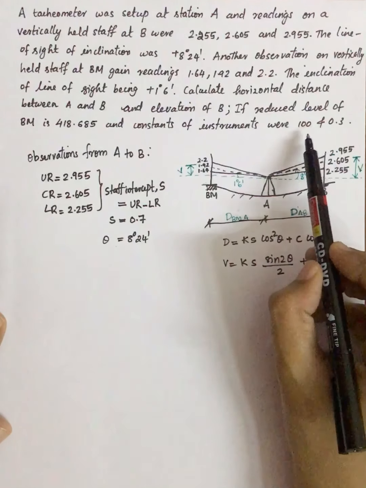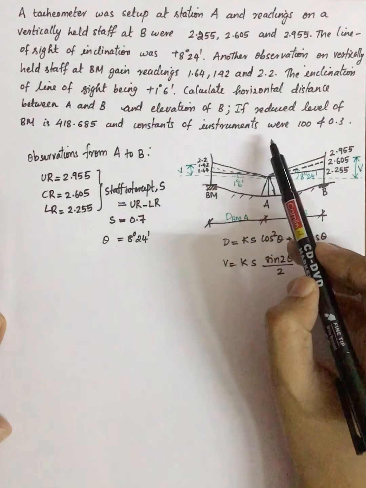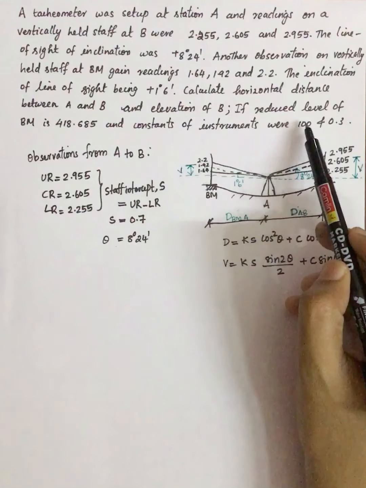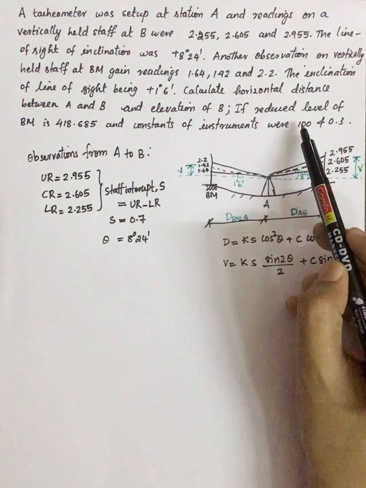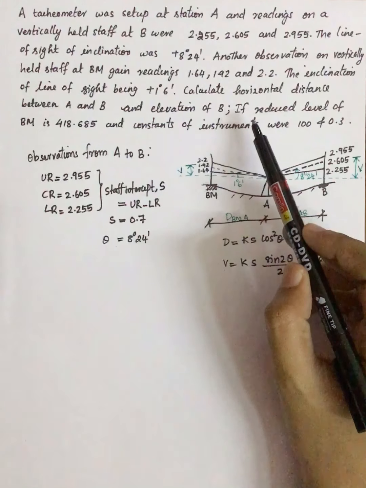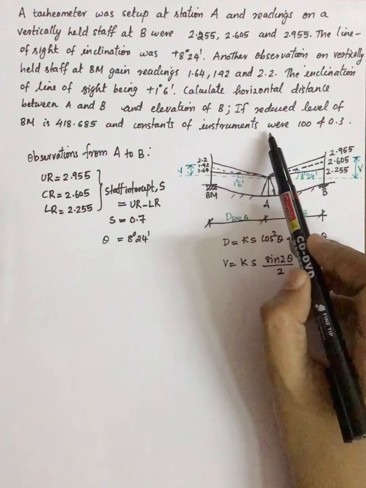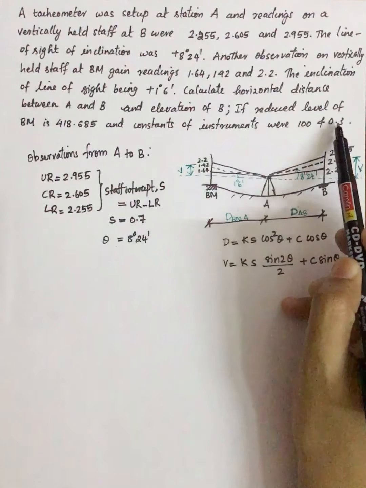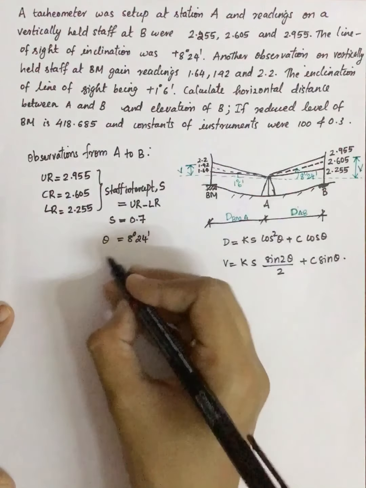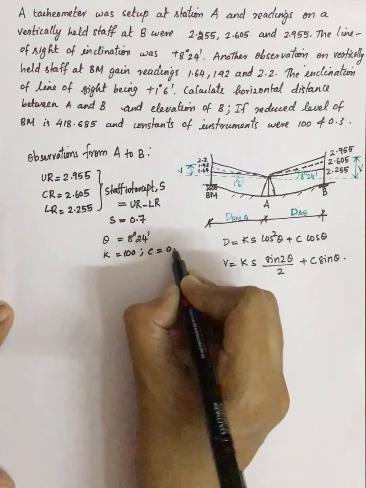So they haven't mentioned anywhere that this tachyometer is fixed with an analytic lens. If it was given, you can take K as 100 and C as 0. For the analytic lens, K is 100 and C is 0. So instead of telling that it is fixed with an analytic lens, they have given the constant K is 100 and C is 0.3. Okay, so K is 100, C equal to 0.3.